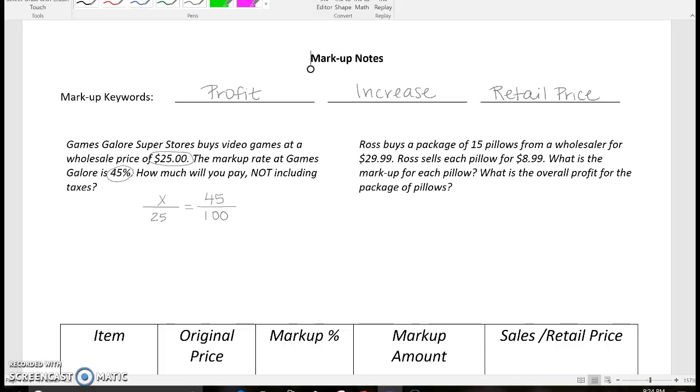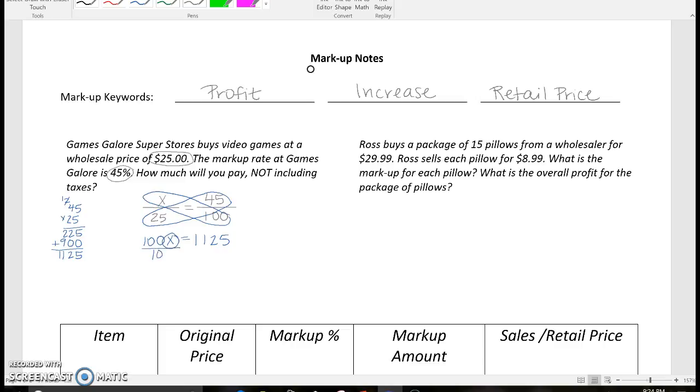Now I'm going to do what I always do when I have a proportion, which is my cross product. So 100x, always write your cross product out, equals 45 times 25. So 45 times 25. 5 times 5 is 25. 4 times 5 is 20, plus 2 is 22, but a 0. 2 times 5 is 10. 2 times 4 is 8, plus 1 is 9. I have 5, 2, and 11. So 1,125. But I need to get x by itself.